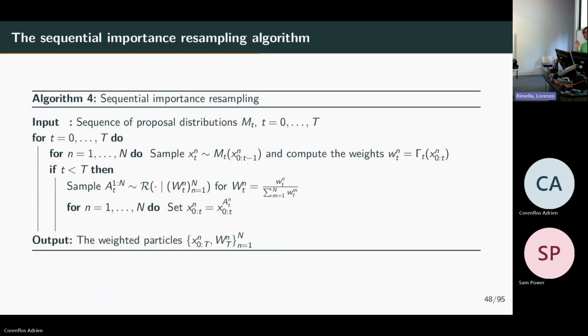Fair? Everyone's familiar with SMC, particle filtering? Yeah? I'm happy to spend a bit more time because we're going to be doing a bit more of it later.